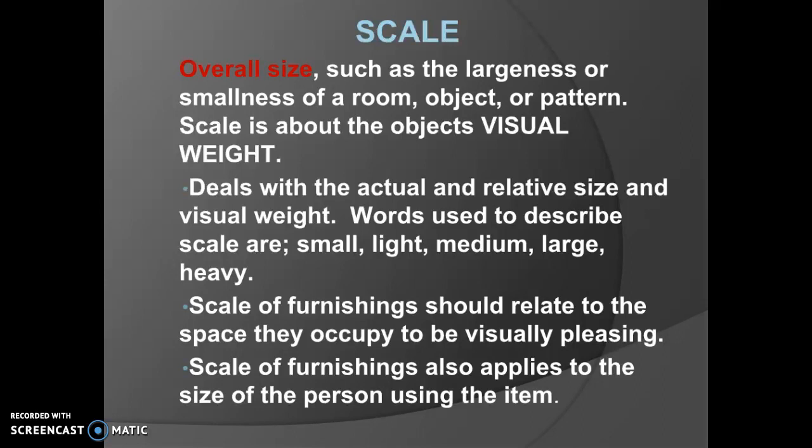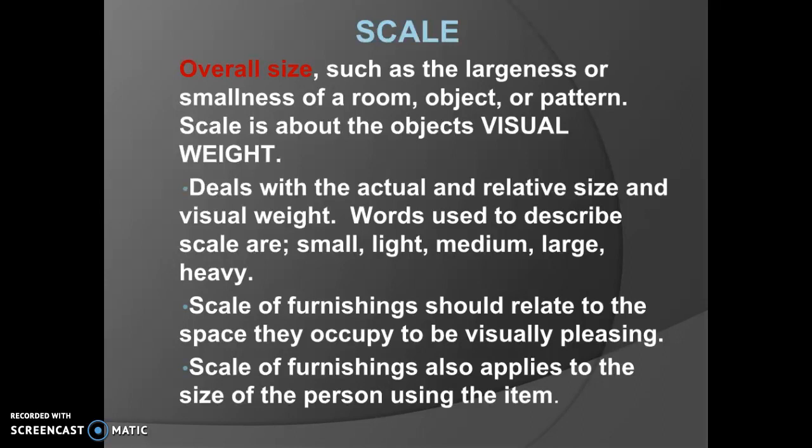As it says in the first bullet underneath the definition, it deals with the actual and relative size and visual weight. Words used to describe scale are small, light, medium, large, and heavy. Scale of furnishings should relate to the space they occupy to be visually pleasing. This is where scale and proportion can very often get confused. Scale is when you're talking about a specific object or a pattern, you're referring to one thing, whereas proportion, you'll learn, is where you're comparing an object to another space or another object.